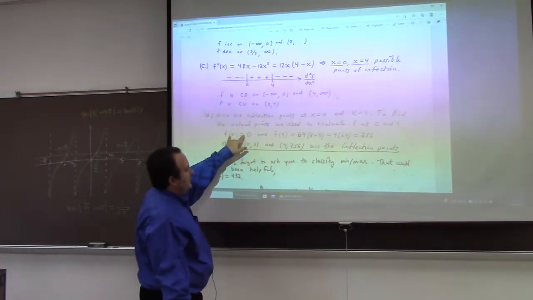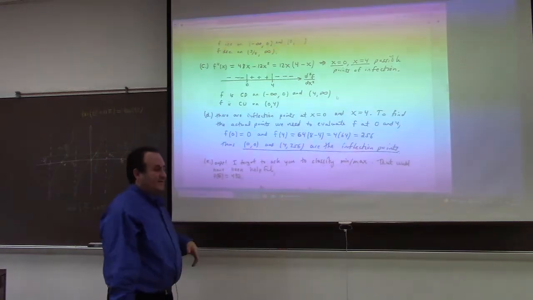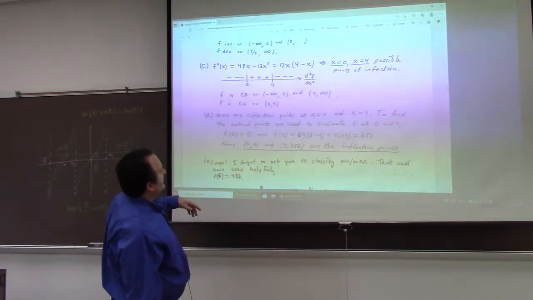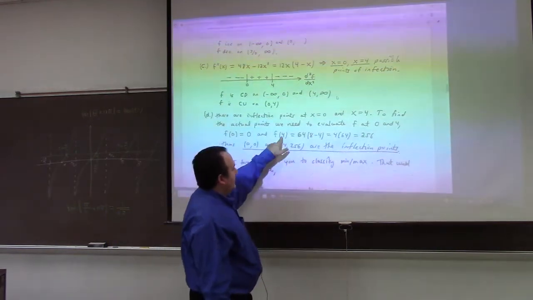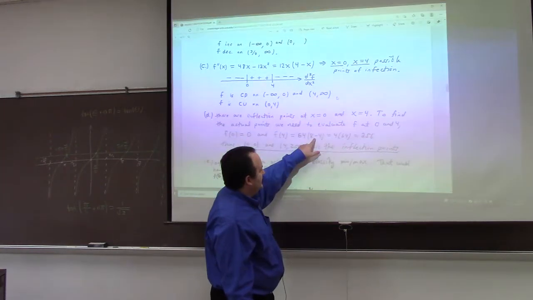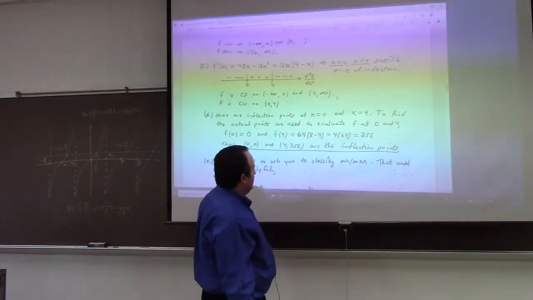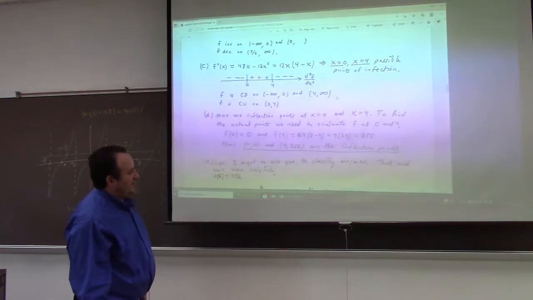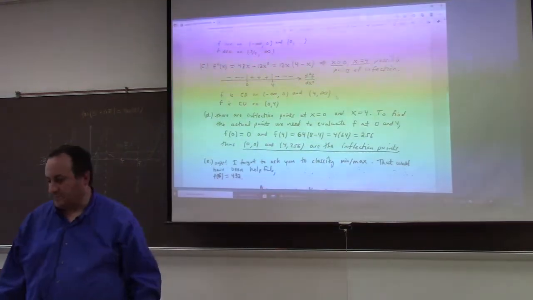Well, f of 0 is 0. Woohoo! That was easy. But when you plug in 4 into the formula, I got this, which gives me 256. So the origin and (4, 256) are the inflection points.